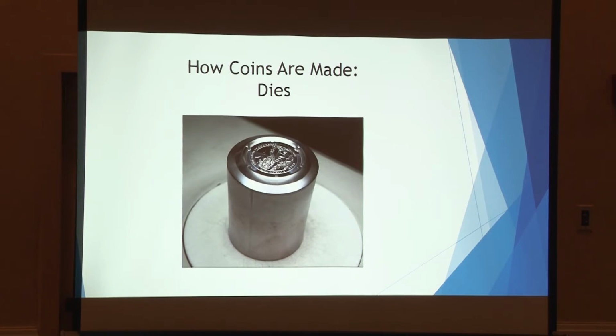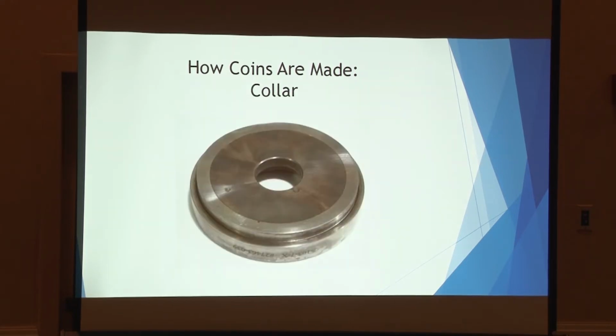Now, the die, how it's made, how coins are made. This is a die, it's blank. This is going to be a reverse image. I'll go into the die manufacturing later. And this is a collar. So you can see this is going to be a collar for a coin that has a reeded edge.